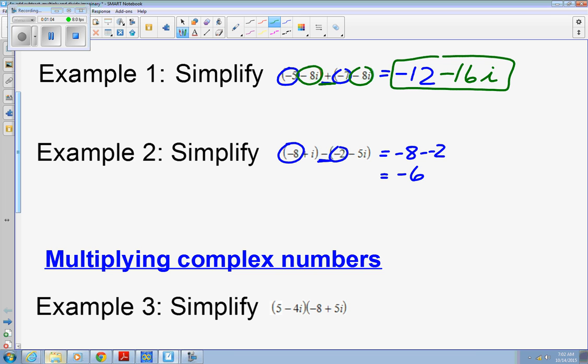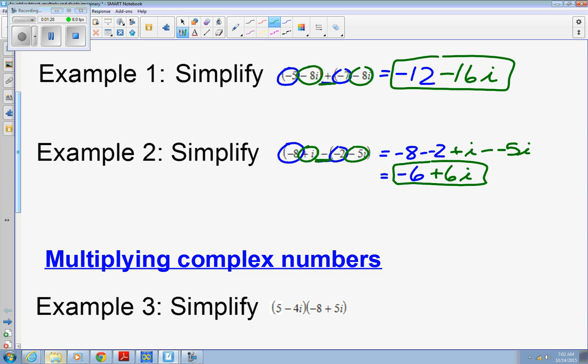We also have positive i subtracting -5i. So we have positive i subtracting a -5i. Subtract the negative is a plus, so we have i plus 5i is 6i. Those are all like terms together, and that's the final answer.